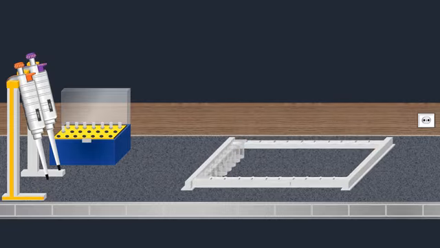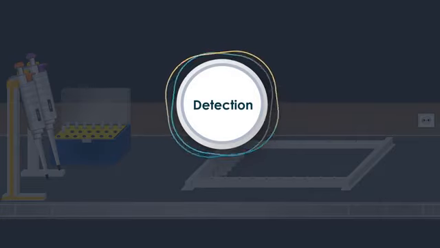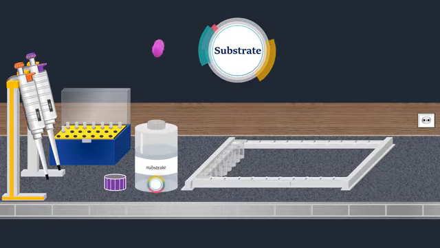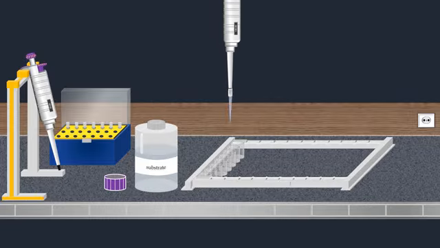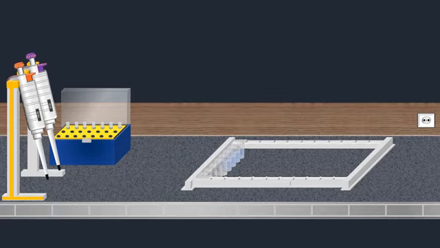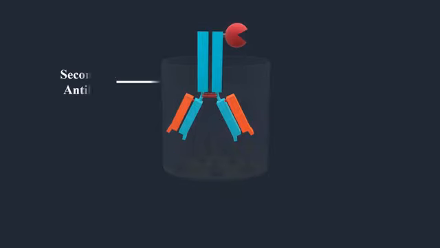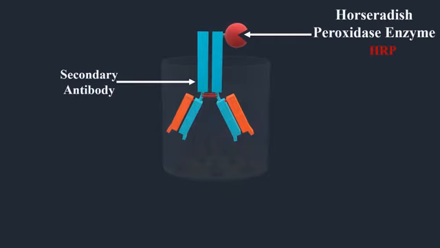After the final wash, the next critical step is the detection of the antibody-antigen complexes. This is achieved by using a substrate that initiates a reaction, resulting in a detectable signal. The substrate solution is carefully added to each well. Then the well strip is covered and incubated. To enable the detection in indirect ELISA, the secondary antibody is typically labeled with an enzyme, such as horseradish peroxidase, HRP.